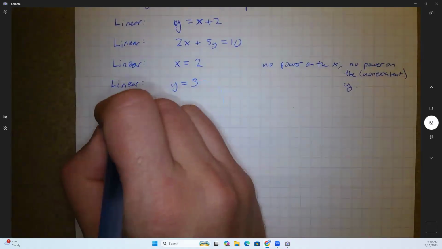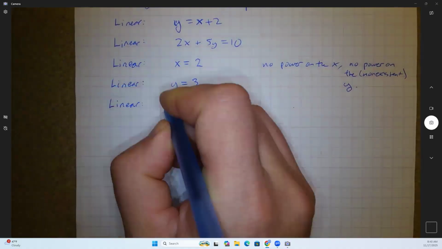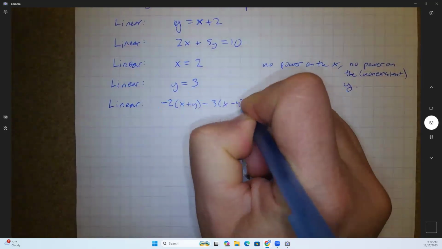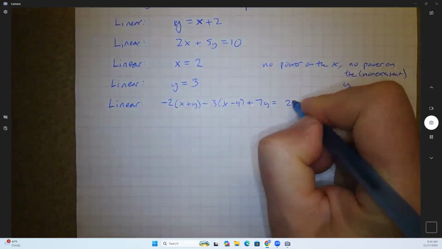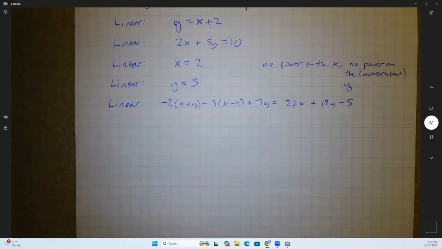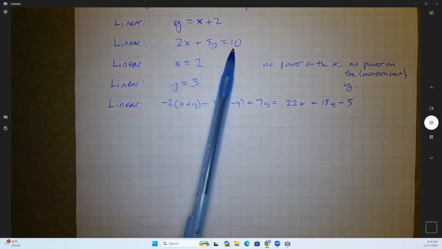I can make it look super complicated. -2 times x plus y minus 3 times x minus 4 plus 7y equals 22x plus 18y minus 5. Super complicated. Nothing I'd really want to work with. Still linear because the x's and the y's have no powers. And using the tools that you developed, we could actually simplify this down until there's a single x and a single y. And it would look something like one of these simpler versions.